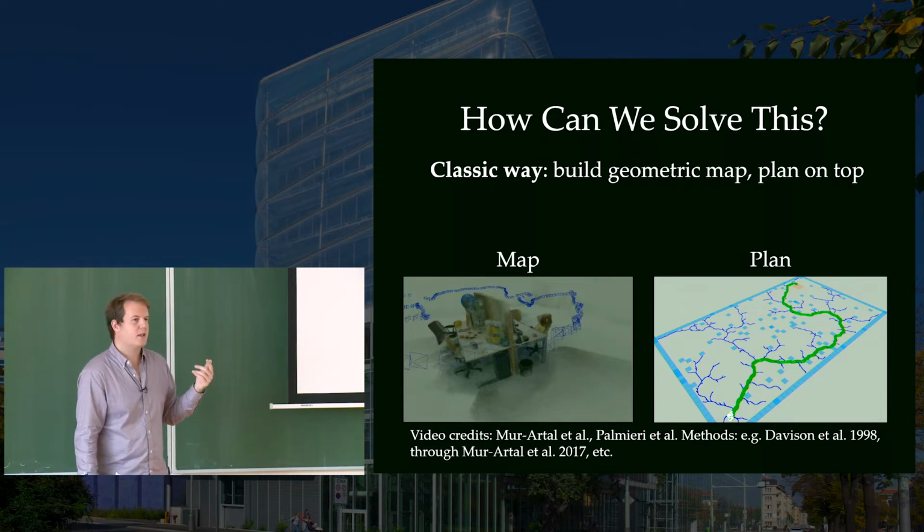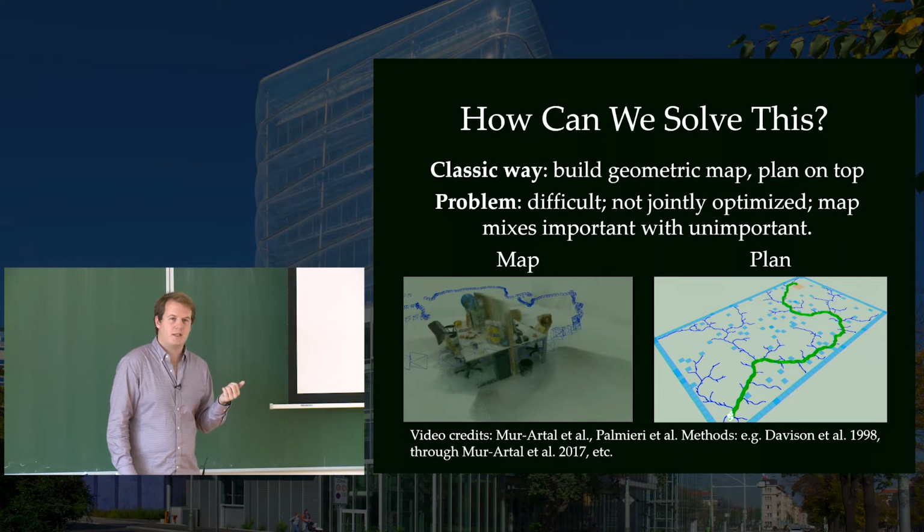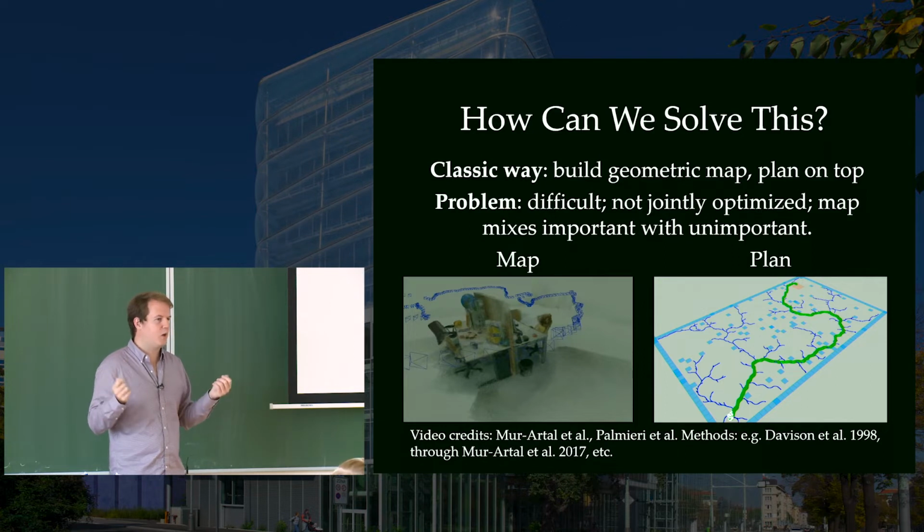There are two things that are, I think, an issue with this approach, where you build a map with geometry and then you plan on top. The first issue is that it's actually a very difficult problem to build a 3D map. So if you have a single path, building a precise 3D map that actually is metrically accurate is quite difficult. And it's a challenging problem.